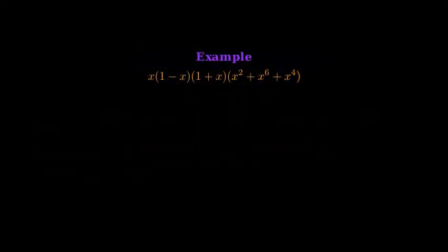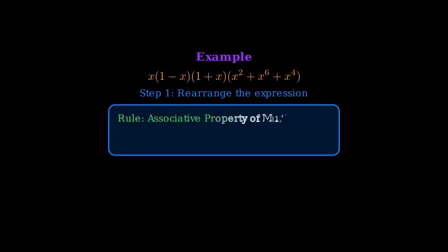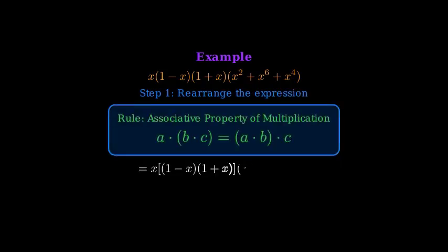We need to simplify the expression x times (1 minus x) times (1 plus x) times (x squared plus x to the 6th plus x to the 4th). Let's start by rearranging this expression to make it easier to work with. First, we'll group the factors to highlight the structure of the expression.